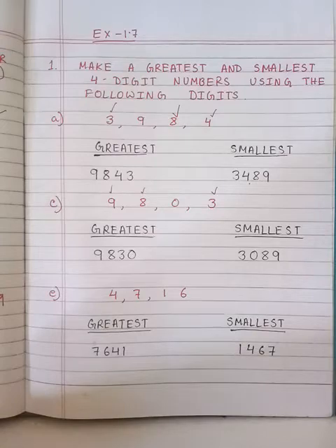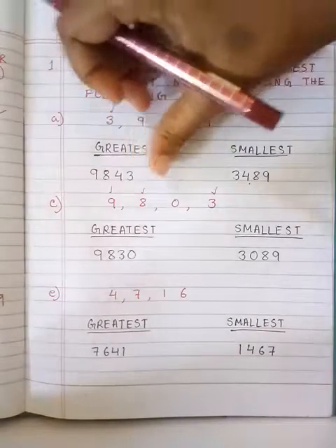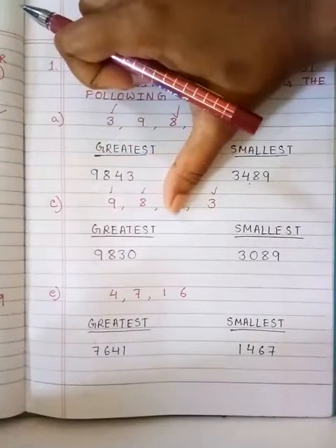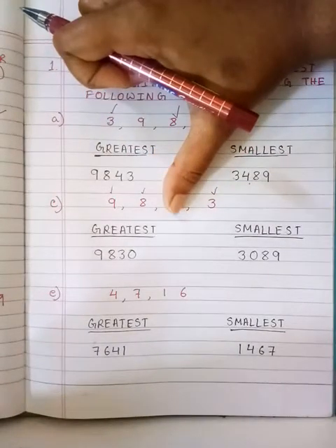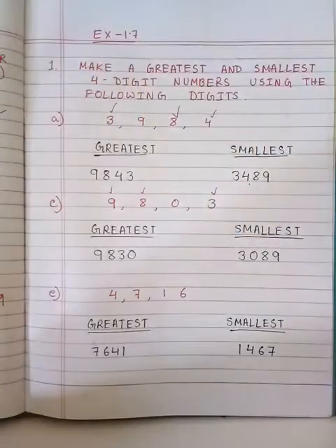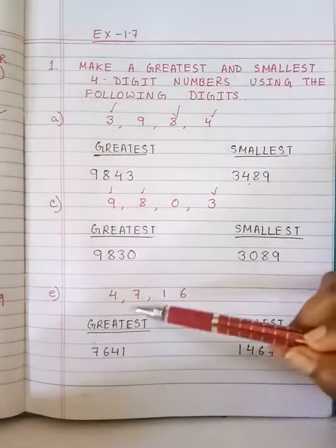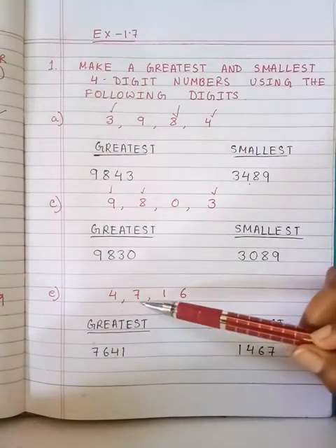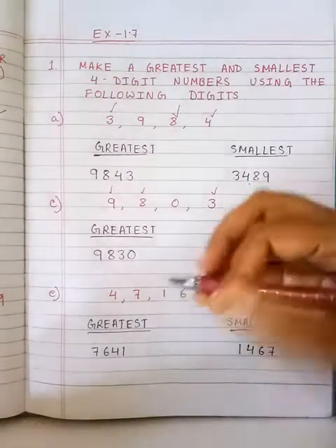So, you can't start a number with 0. First, you have to check, except 0, which one is smallest. First, write down that smallest number. Here the smallest number is 3. Write down 3 first. After that, write down 0. Next one, 4716.